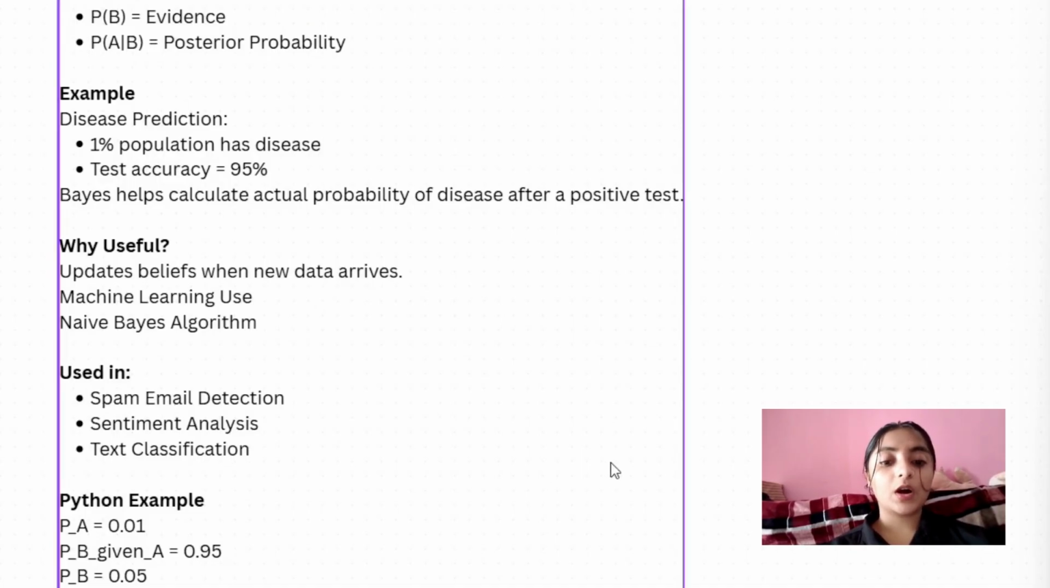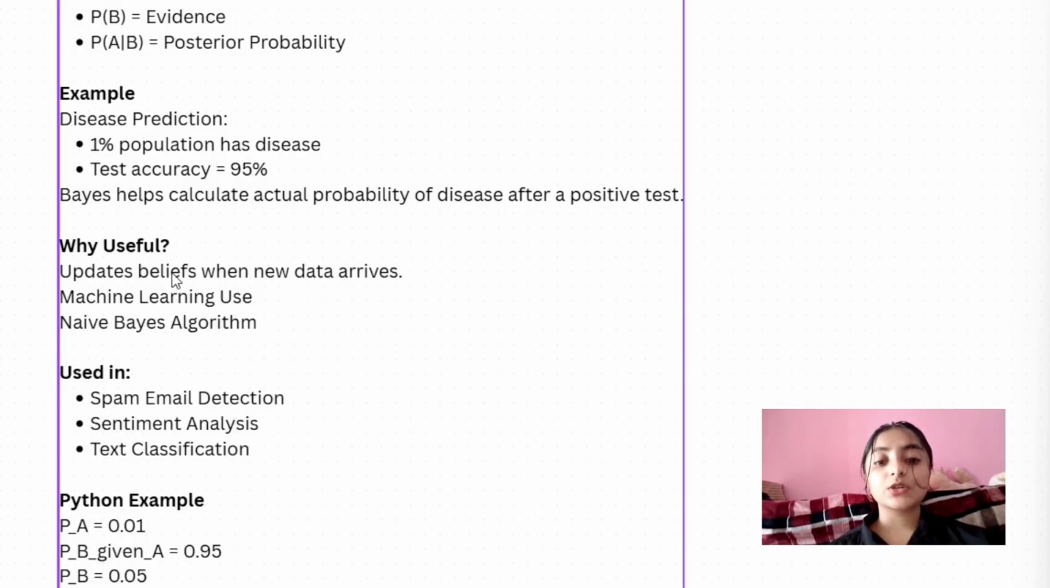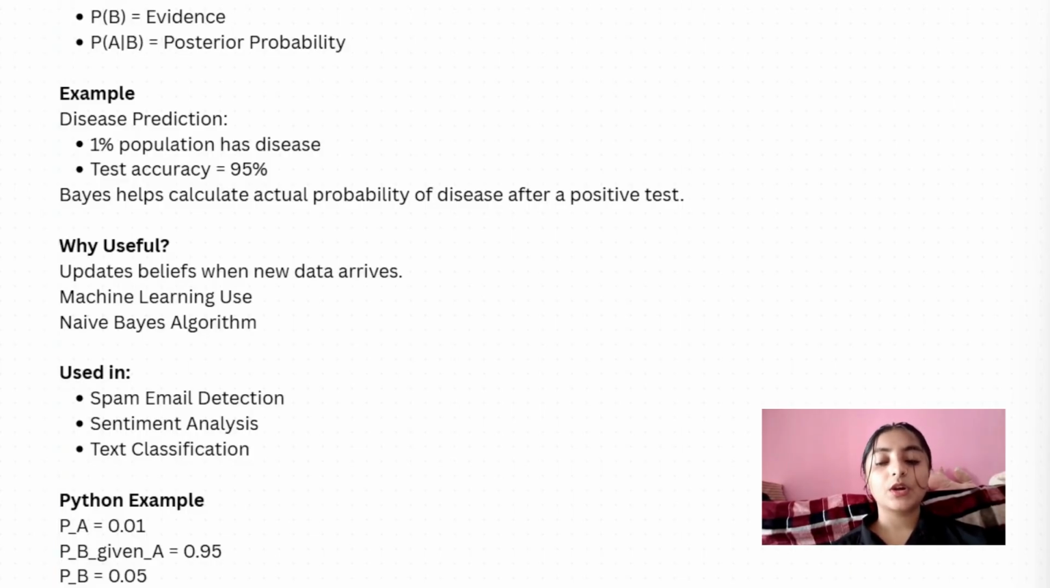So we are calculating the probability that a person actually has the disease after getting the positive result. Bayes theorem helps to calculate the updated probability using the new evidence. Before the test we don't know the probability of the person having the disease, so we think it's only 1%.